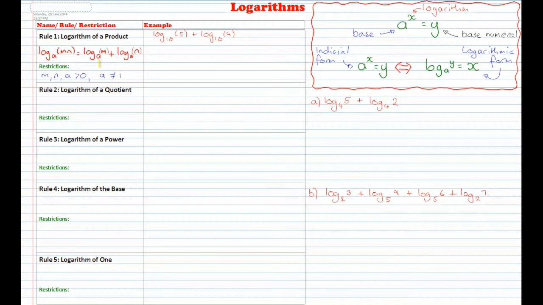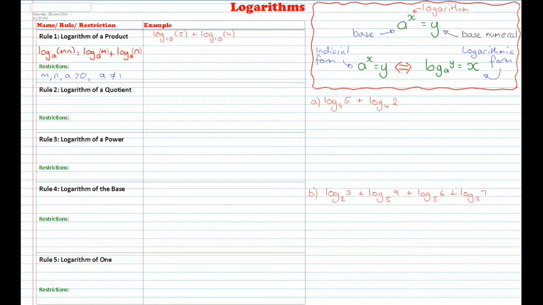Now log law number 1 states that if you've got log base a of m times n, that's equal to log base a of m plus log base a of n, where m, n and a must all be greater than 0, but a cannot equal 1.